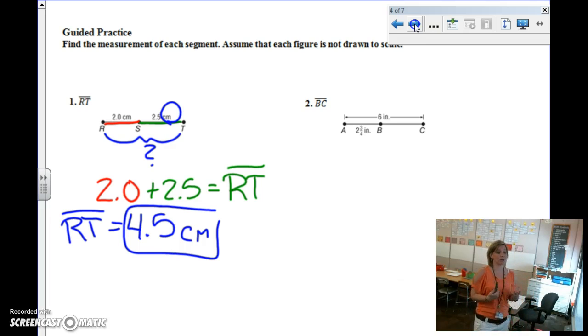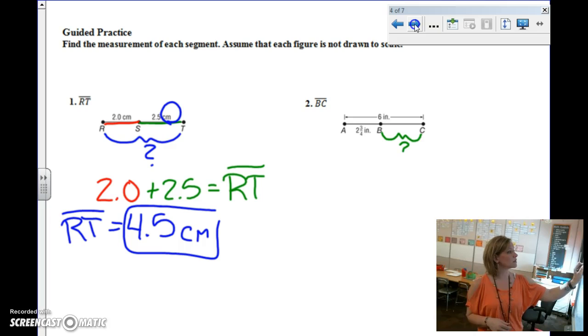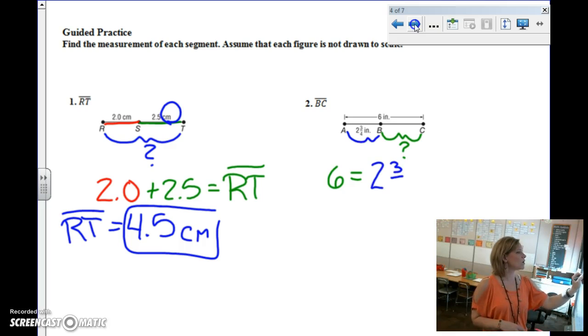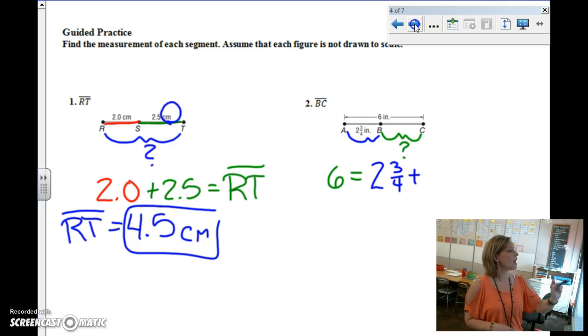So it is important that we know how to do our fractions, and we know how to convert fractions if need be. All right, so in this one, we're going to find the distance of BC, a smaller part. So we know the overall answer is going to be 6. And how do we get to that 6? Well, we add the two smaller segments together. So we're going to add 2 3/4 plus whatever BC is.